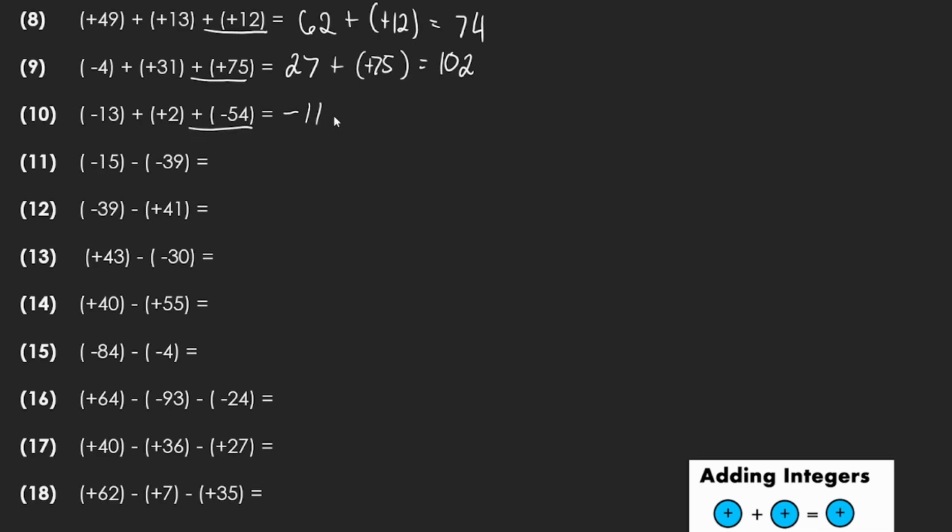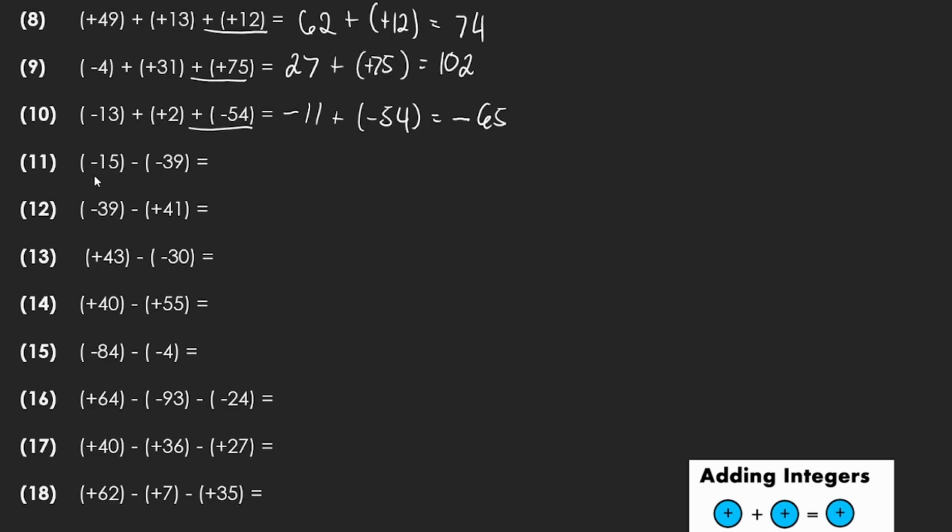Let me just copy this. Negative 11 plus negative 54. Same signs. We would add. Negative and another negative would give you a negative. Adding both negatives would give you negative. 11 plus 54 is 65. We are now in the subtraction part.